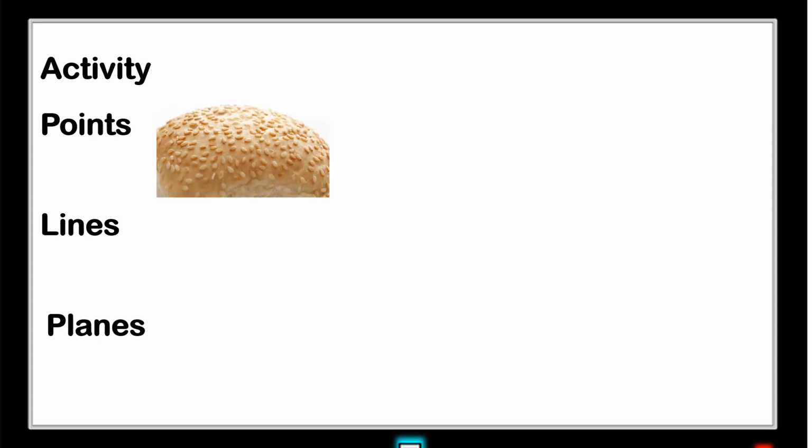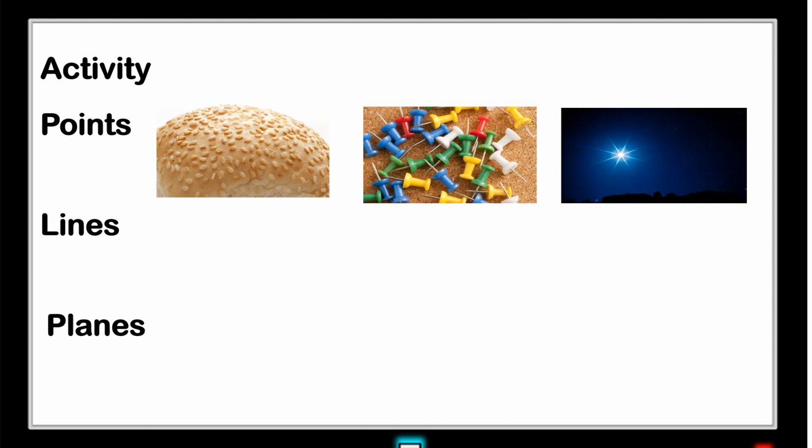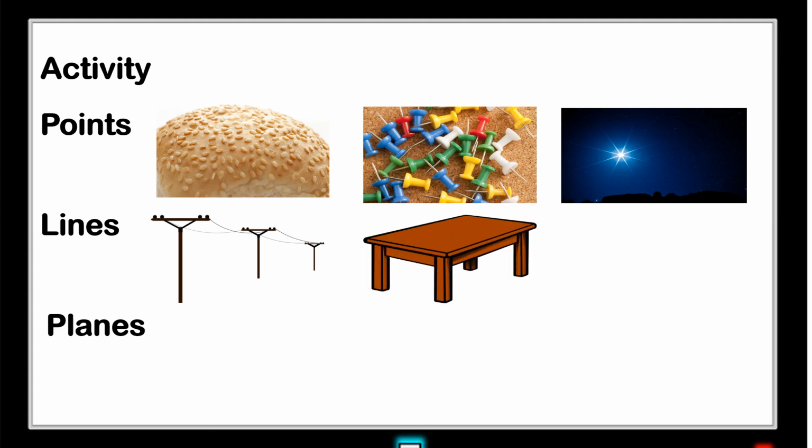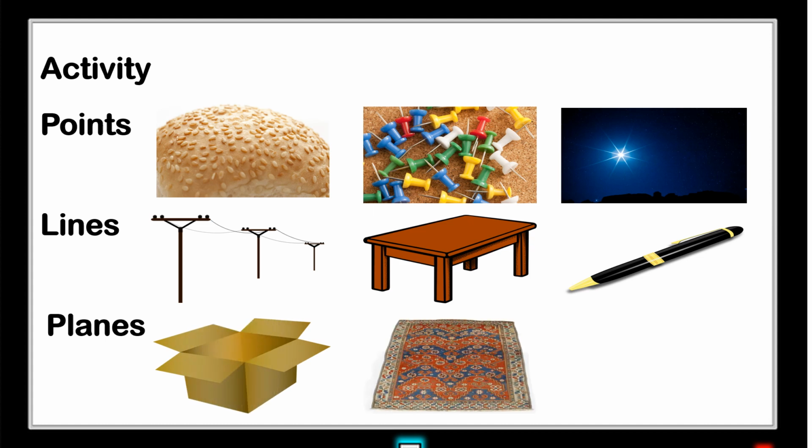Sesame seeds is an example of a point. Second, that is the tip of the push pin. Third, the stars. Obviously, that is an example of a point. Next, how about the lines, the Meralco lines? Connections. Another is the edge of the table. Another, the length of a ball pen is also an example of a line. How about the box? Maybe the surface area of a box, the carpet, the surface area, and the plane figure, which is the drawing pad.